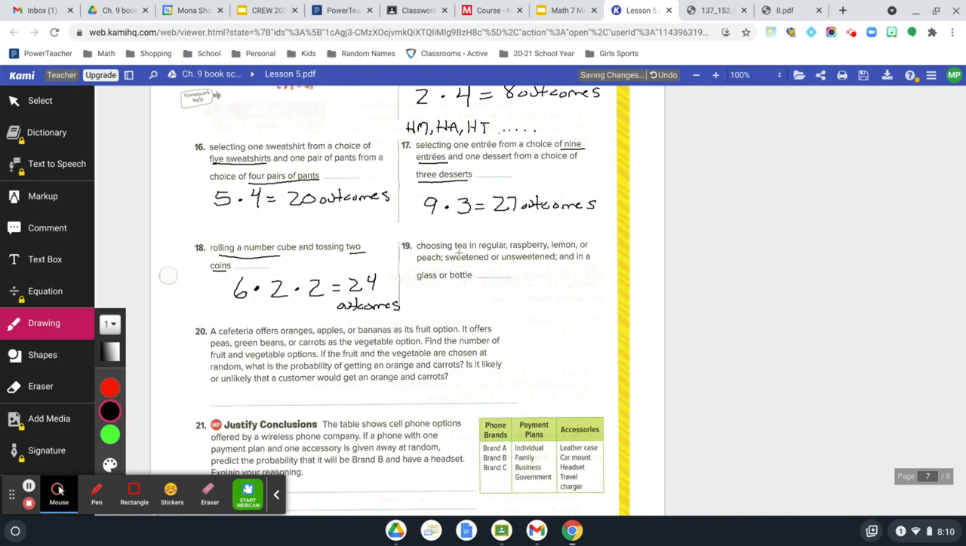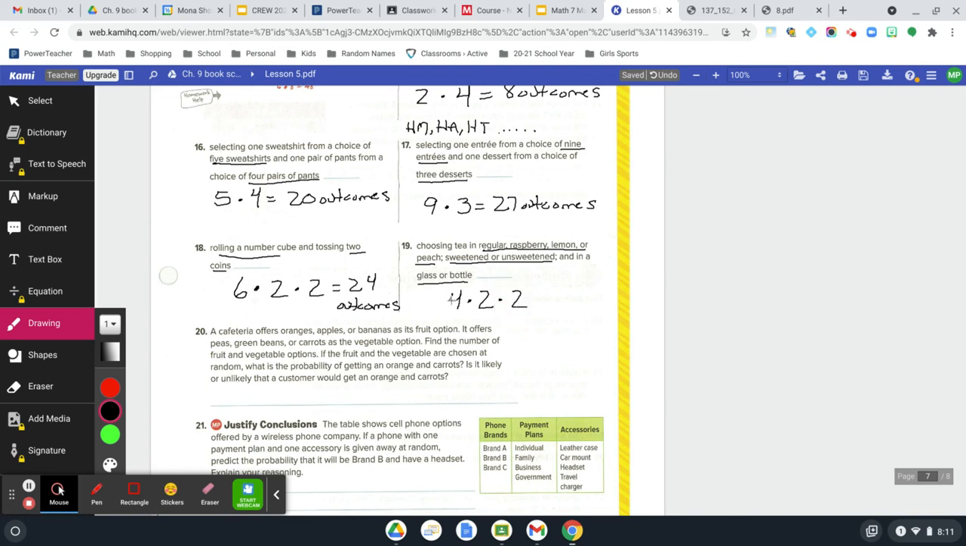Okay, number 19, choosing tea: regular, raspberry, or lemon, or peach. There's another choice there, sweetened or unsweetened. So it's kind of messy. Let me try that again. Regular, raspberry, lemon, or peach. Sweetened or unsweetened, in a glass or a bottle. So there's 3 events going on there. If you're going to choose regular, raspberry, lemon, or peach, there's 4 choices of tea there, times you can have it sweetened or unsweetened, 2 choices. And then lastly, you can have it in a glass or a bottle. So there's 2 choices there as well.